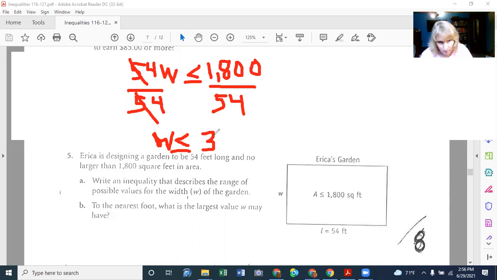How do we get that again? So we had that on the last question, isn't it? I just want to double check that because maybe I still had my other numbers showing up in there. Nope, it's 33.33. So to the nearest foot, what is the largest value W may be? Well, W has to be less than 33.33. So could W be 33? Of course, right? So W could be 33. It couldn't be 34 because that would be greater than 33.33. So that would be your answer.